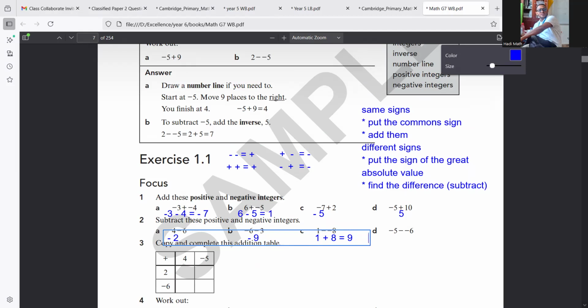Question number D. We have negative 5 minus minus 6. You write the negative 5 as it is. You have 2 minus signs, you change them to one sign, which is plus. Then you write the 6. Those two numbers have different signs. 5 is negative, 6 is positive. The greater one is the 6, so the greater absolute value is the 6. The sign of it is positive, and the difference between them is 1. So the answer is positive 1.